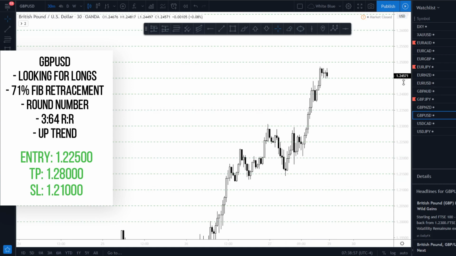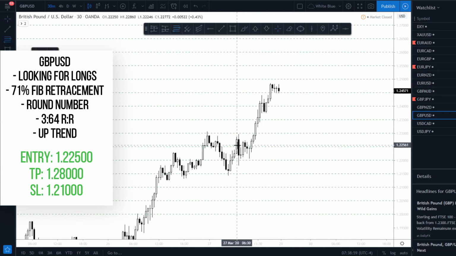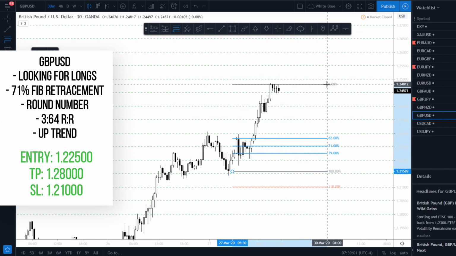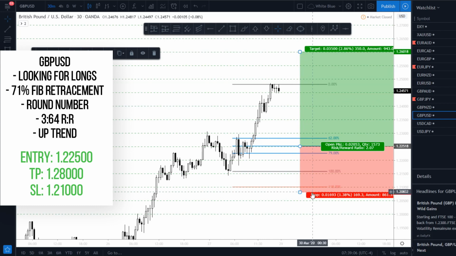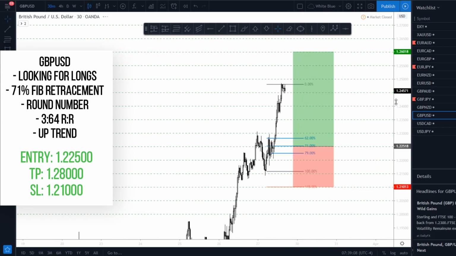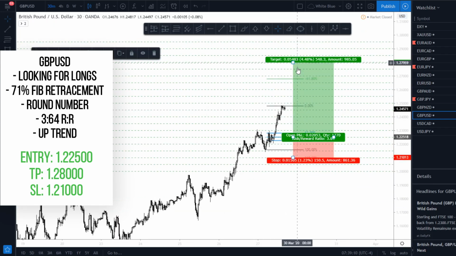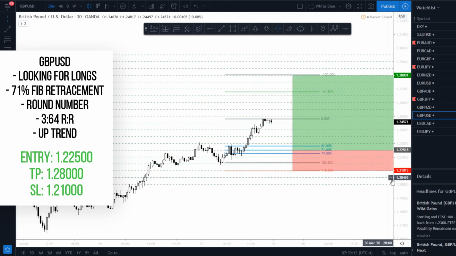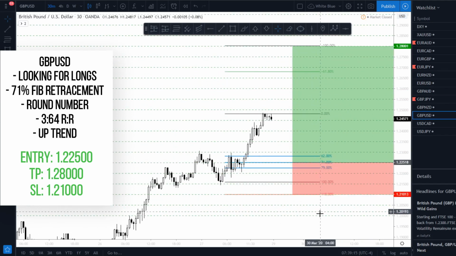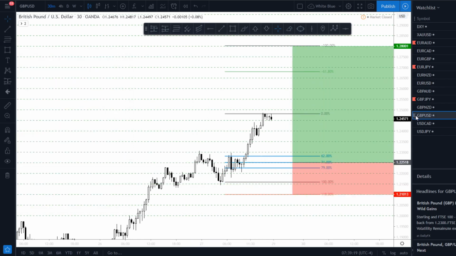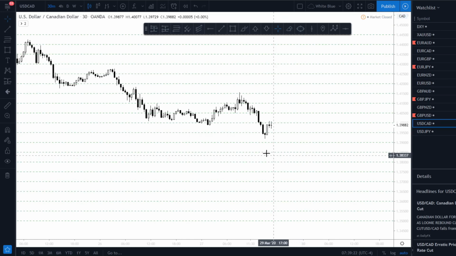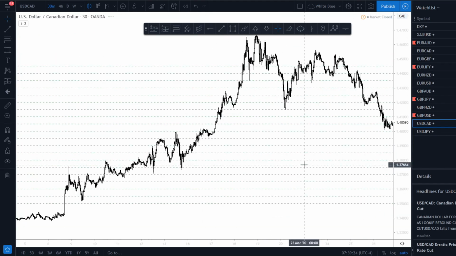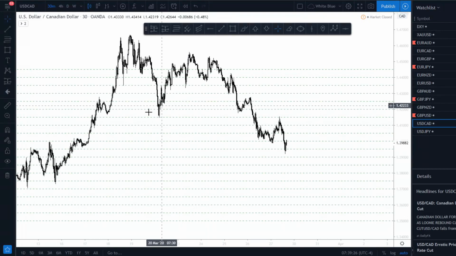We could have a buy on GBP USD next week. Low up to the high in this area here. Could be a really nice trade. And again, round number lining up perfectly with the Fibonacci, so that's definitely one that I'll be having a look at.